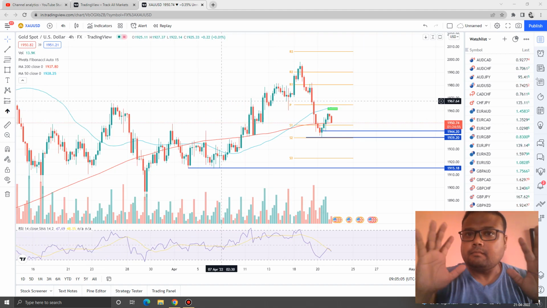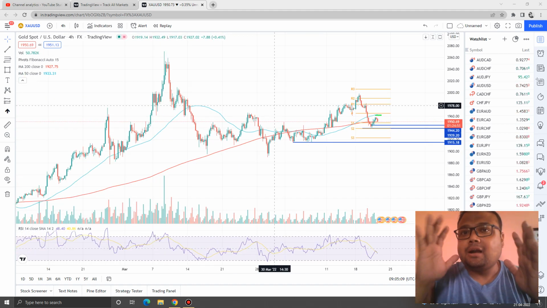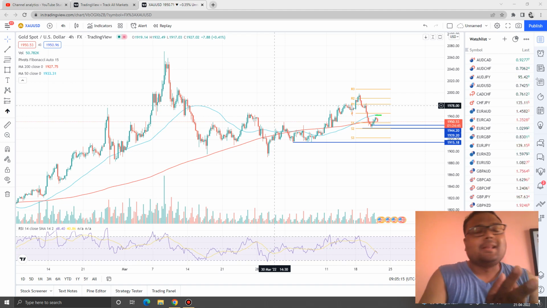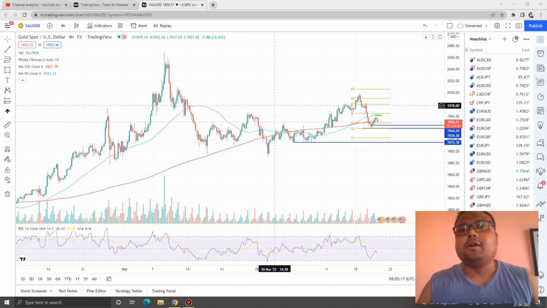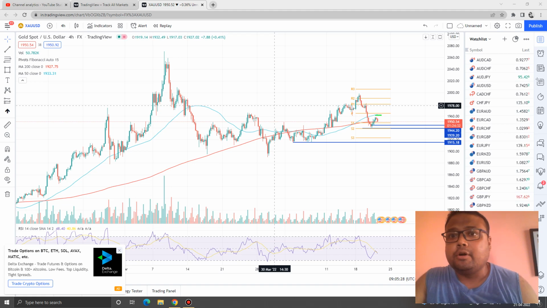Just make sure that you are following proper risk management this time, because as you know very well, for the last couple of weeks the market has been very volatile, my dear friends. Especially those traders who have very little capital right now, please focus on protecting your hard-earned money, protecting your capital, and if possible avoid gold as well.